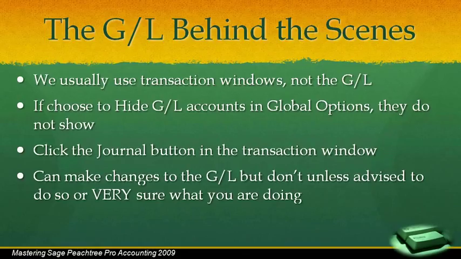In many of your transaction windows, you will have the option to click the journal button so that you can see that within the transaction window. And you can make changes to the GL, but don't unless you're advised to do so or you're very sure what you're doing. A lot of people think they know enough about accounting to go in and make things like end-of-year adjustments on their own or get some things to zero out. That's not the best way to do it usually. It's not the appropriate accounting way, but if it is, then an accountant will probably be the one to tell you how to do it. I can't tell you exactly what to do, but that is my strong recommendation. Many people have really messed up their books by going in and making things change in the GL when it really should have been done a different way or not done at all.